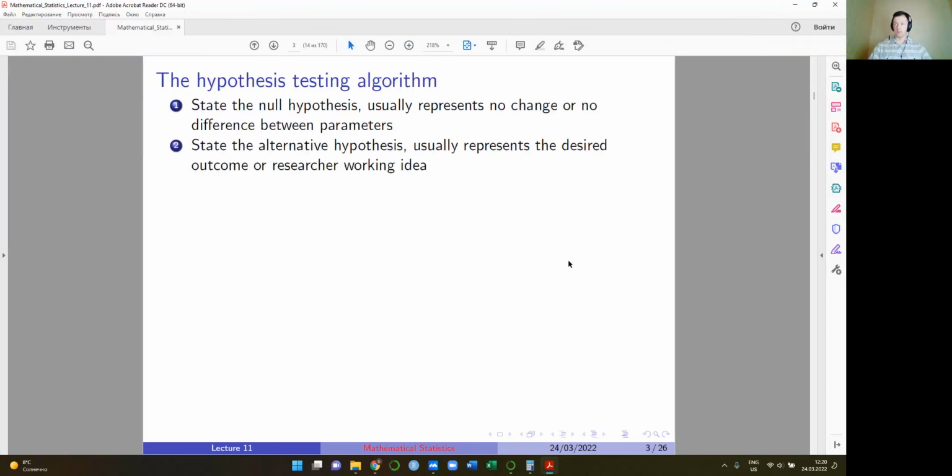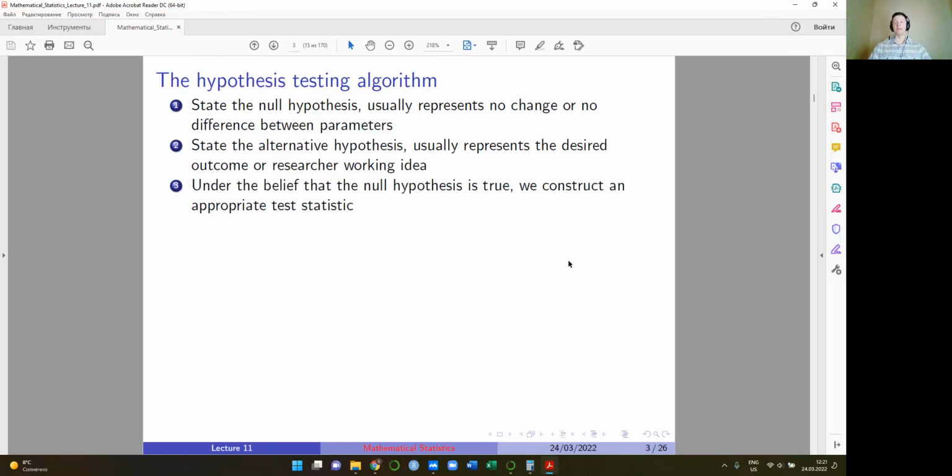The alternative hypothesis usually represents the desired outcome or researcher working idea. So if you want to prove something that, I don't know, two population parameters are different, or there is a particular dependency between the quantitative variable and the level of some factor in ANOVA, usually alternative hypothesis is exactly what we want to show.